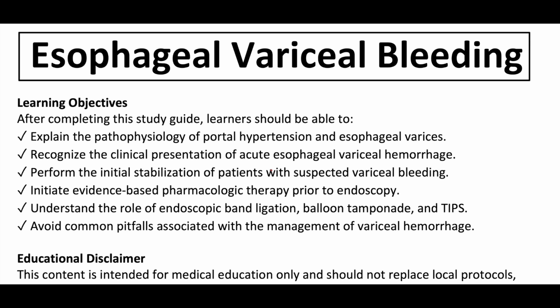We're going to start by talking about the pathophysiology of portal hypertension in general and how it contributes to esophageal variceal bleeding. We'll talk about recognizing the clinical presentation, how to initially stabilize these patients, and some evidence-based pharmacotherapies prior to endoscopy. Then some of the therapeutic options, including endoscopic band ligation, balloon tamponade, and TIPS, and then some pitfalls to management of these variceal bleeds, and we'll end with a couple practice questions to see if we have learned anything together. So without further ado, let's dive in.